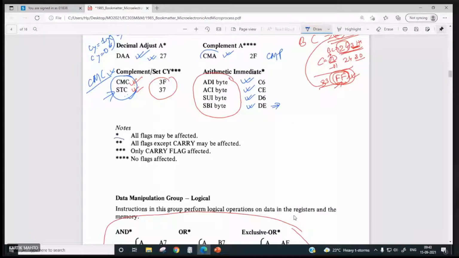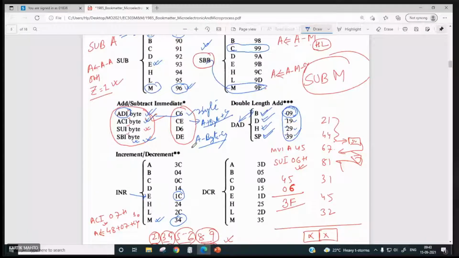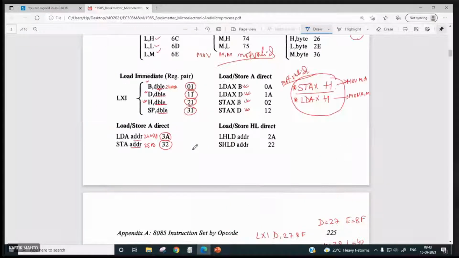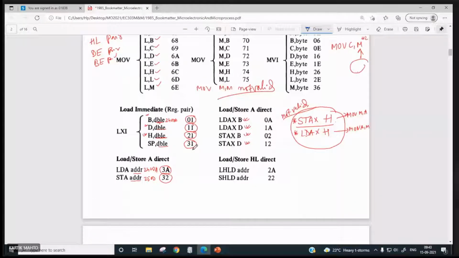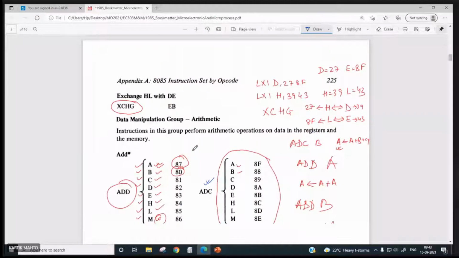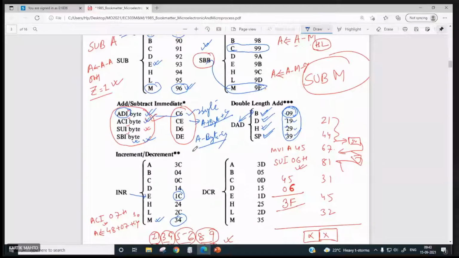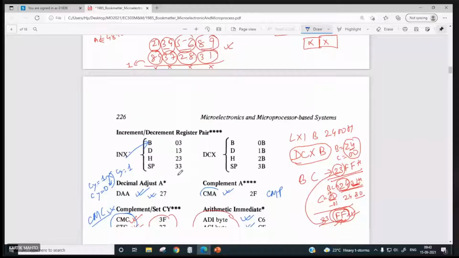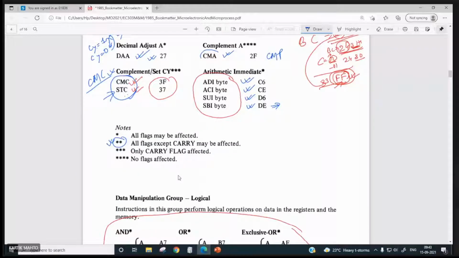See, in all INR or DCR instructions, all flags except carry may be affected. So the carry flag is not affected during INR and DCR. It is written over here. You can see a double star is there. In triple star, only the carry flag is affected. You can see only the carry flag is affected.